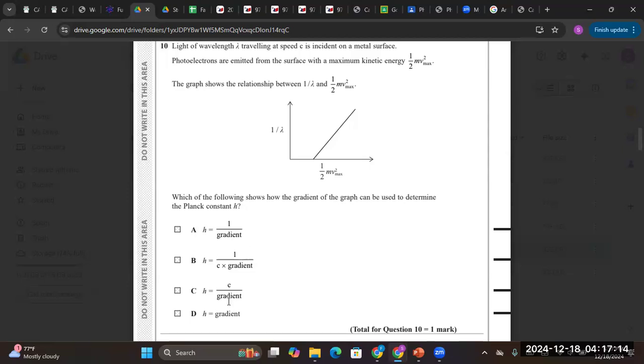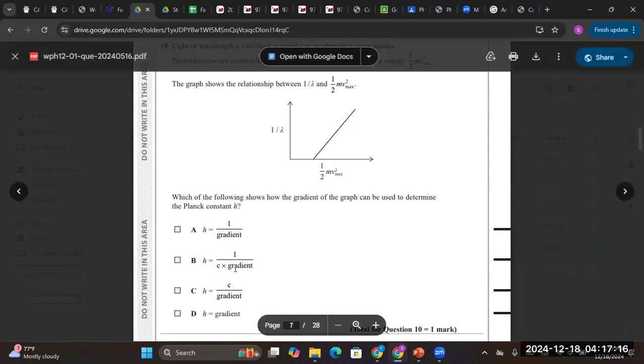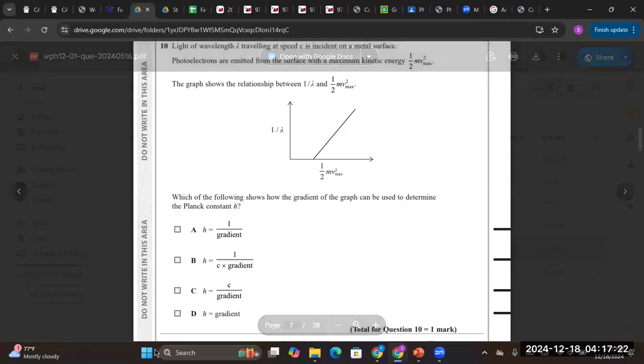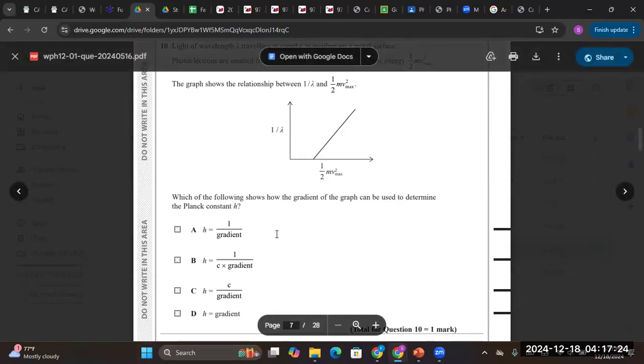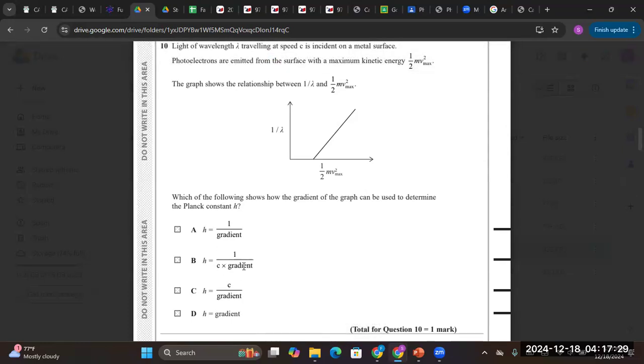So you have to figure out that if you want to find the Planck constant, what will be the value of Planck's constant? Is the Planck constant the reciprocal of the gradient? Is the Planck constant 1 upon speed of light multiplied by gradient? Is it directly equal to gradient? What are we going to do over here?